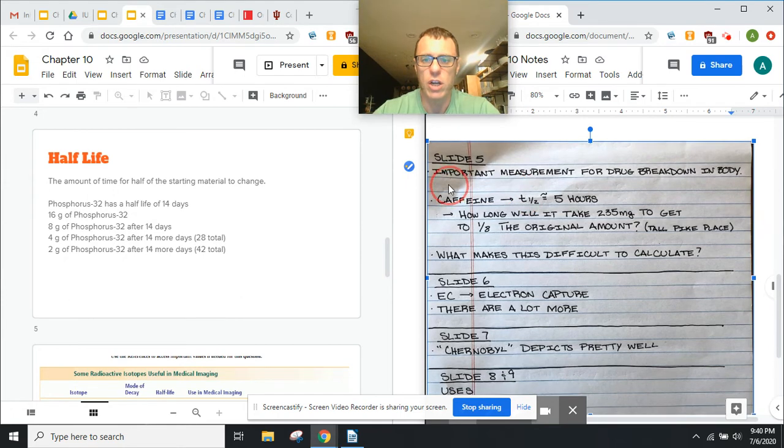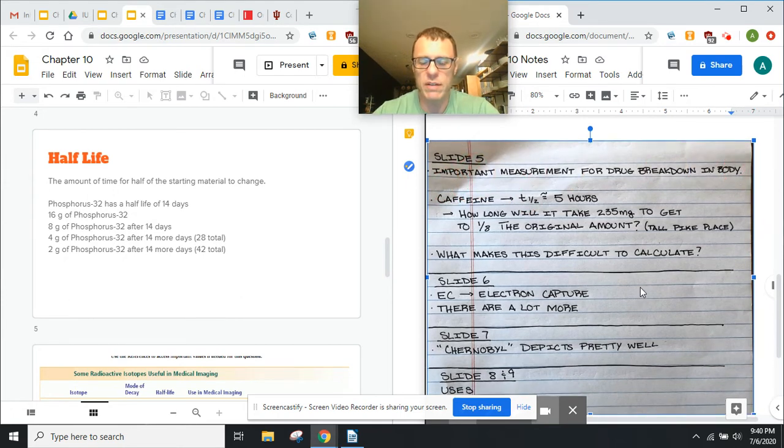So if we jump over here and say, okay, well, what does this have to do with medicine? It's one way we can measure drug breakdown in the body. What's the half-life of a certain compound in the body? One of those, which I had this morning, is caffeine, which I think we all have. And this T1/2 is your half-life. And so the half-life of caffeine in your body is about 5 hours. So how long will it take 235 milligrams to get to 1/8 the original amount, which is coincidentally just the amount in a tall Pike Place if you go to Starbucks. Anyways, how long will this take?